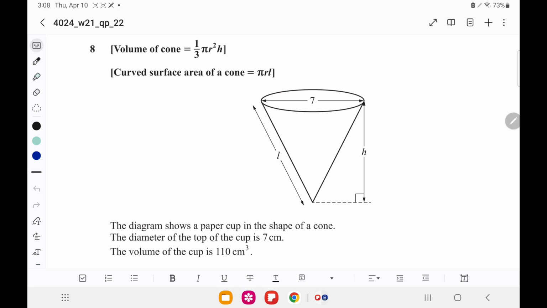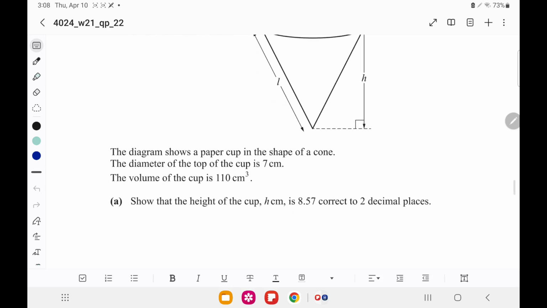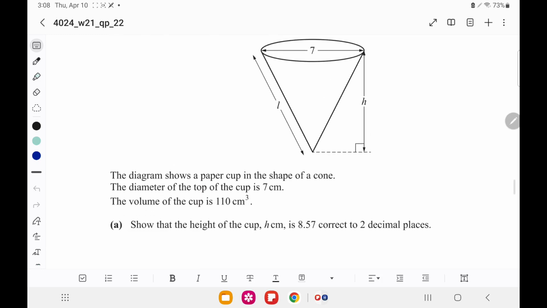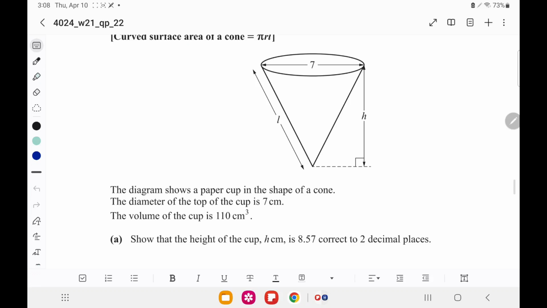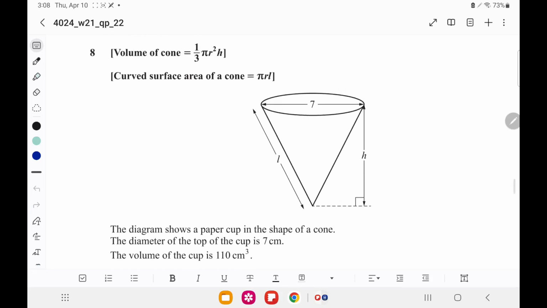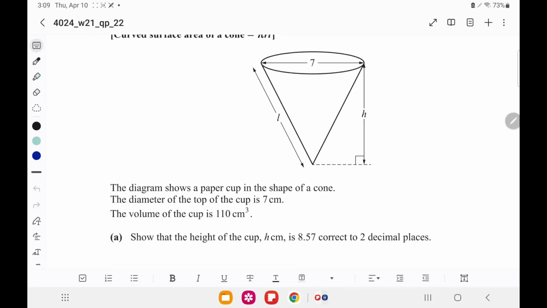Alright, the diagram shows a paper cup in the shape of a cone. The diameter of the top of the cup is 7 centimeter. It means the radius is 3.5, and the volume of the cup is 110 cubic centimeters. Show that the height of the cup, h centimeter, is 8.57 correct to 2 decimal places. So we need to find out the height here where the volume is given. So we need to take the help of the volume formula, which is 1 over 3 pi r square h.